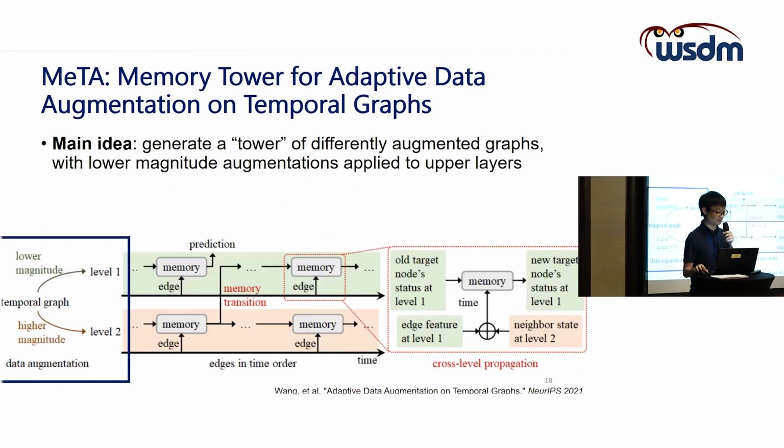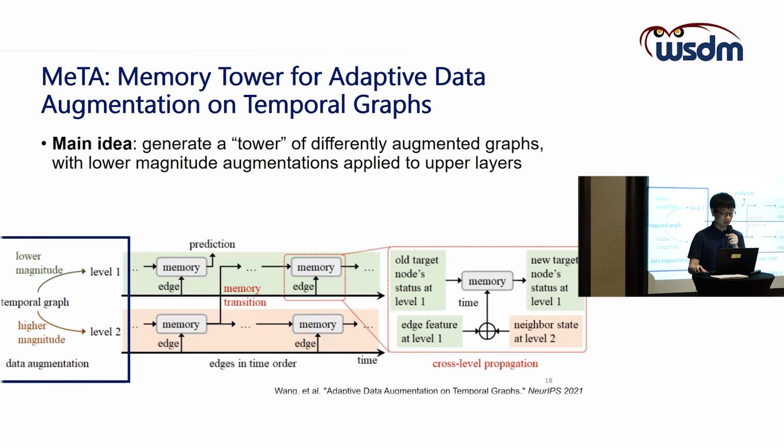So that leads to our approach, which is called META, Memory Tower for Adaptive Data Augmentation for Temporal Graphs. There's no connection to the software company. The goal here is that we generate a tower of differently augmented graphs where lower magnitude augmentations are applied to the upper layers. Let's look at a simple example.